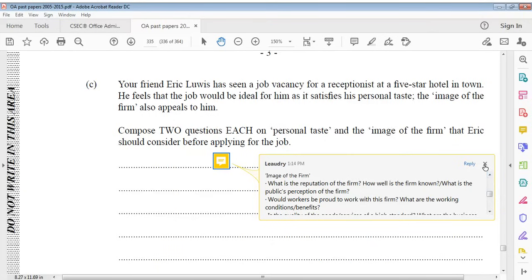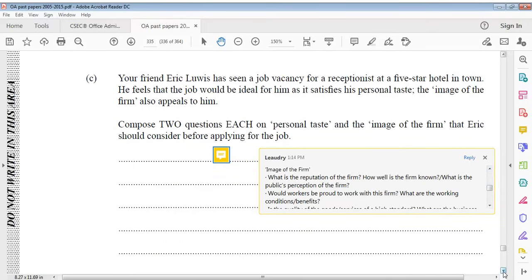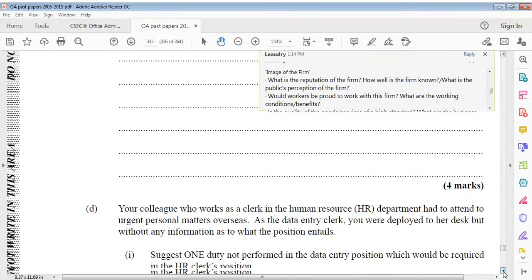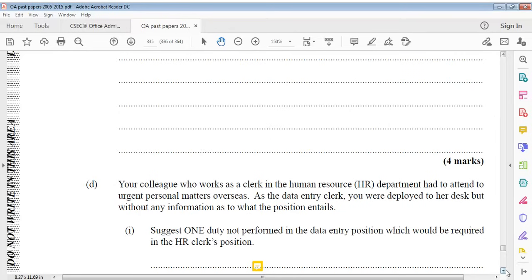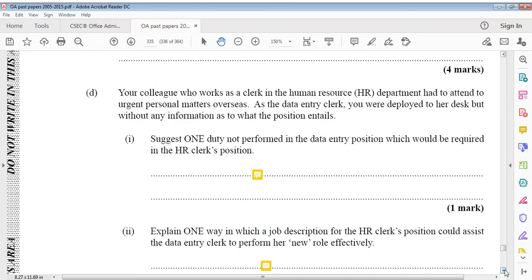All right, let's move on to question number 1D. It says, your colleague who works as a clerk in the human resource or HR department had to attend to urgent personal matters overseas. As the data entry clerk, you were deployed to her desk, but without any information as to what the position entails.